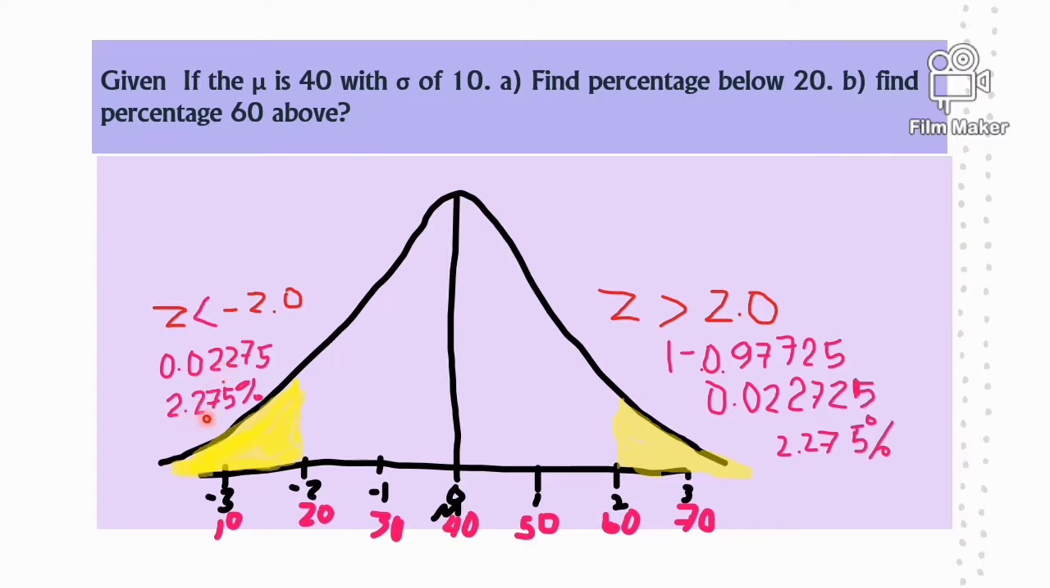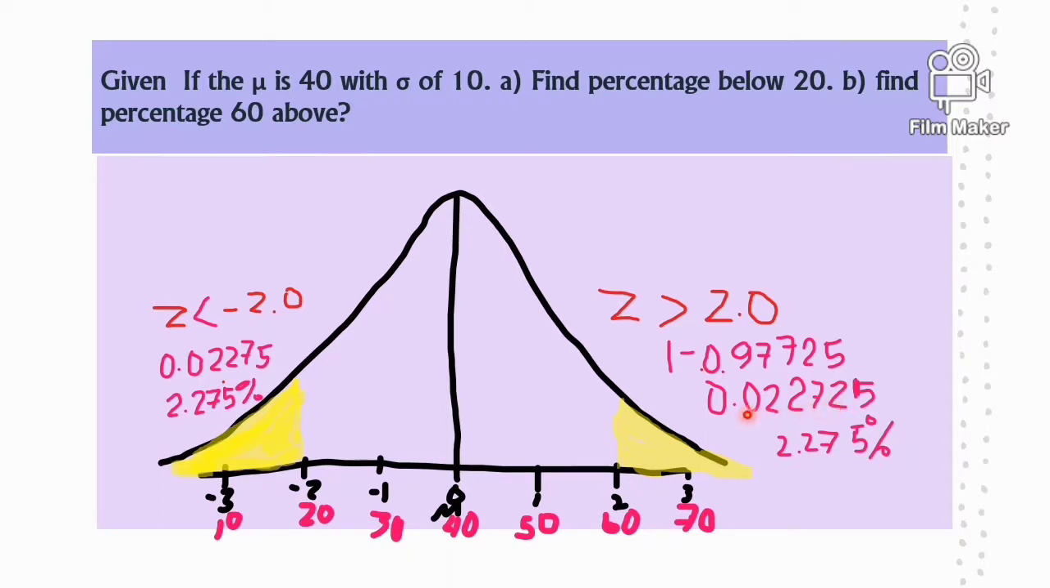0.2275. Now 60 and above, always on the right. Take note, on the right. So we will shade here on the right. So Z greater than 2. So again, in the whole area, if it's always on the right, 1 minus 0.97725.